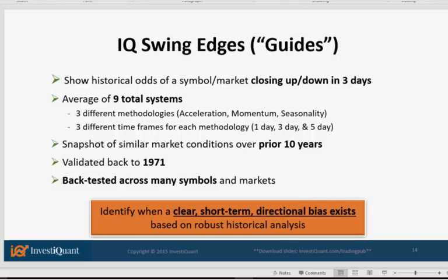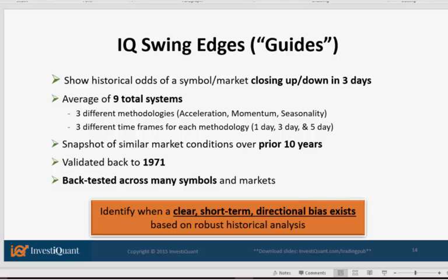For our swing systems, we actually use 3 different methodologies, so there are 9 total systems. Those methodologies are acceleration, momentum, and seasonality, and each of them is broken down into 3 different time frames. So we have a 1-day acceleration system, a 3-day acceleration system, and a 5-day acceleration system. Those 3 systems are similar in concept, but different in how far they look out, how far they look back, and exactly what parameters they're using.